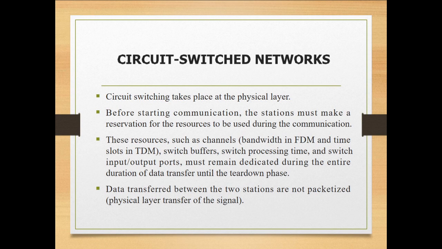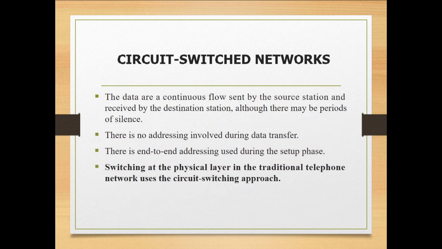The data flows continuously from the source to destination, and there could be periods of silence in between. There is no addressing involved during data transfer. There is end-to-end addressing during the setup phase. So the address has to be mentioned only during the setup phase. After the connection is set up, only the data transfers. There is no need to send the address along with all the data. Switching at the physical layer in the traditional telephone network uses the circuit switching approach.